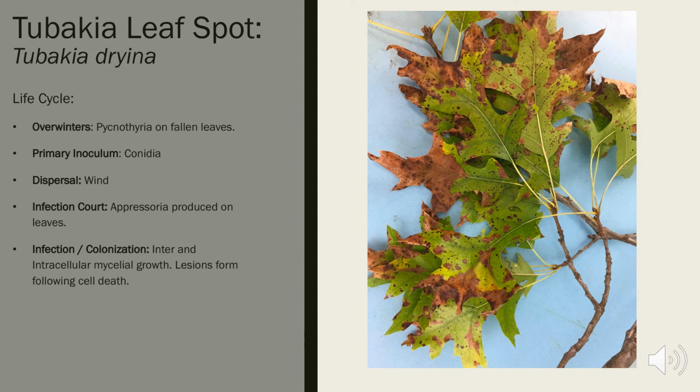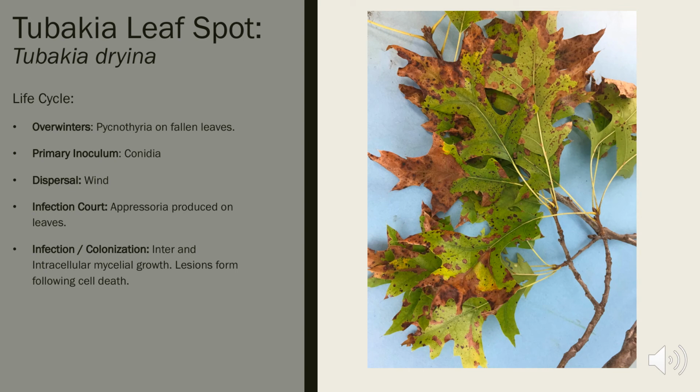Next, I'll be covering tubercular leaf spot, which is another common foliar disease. Both this and powdery mildew can cause damage over time if infections occur annually, but in general, they're more of an aesthetic issue for a homeowner.